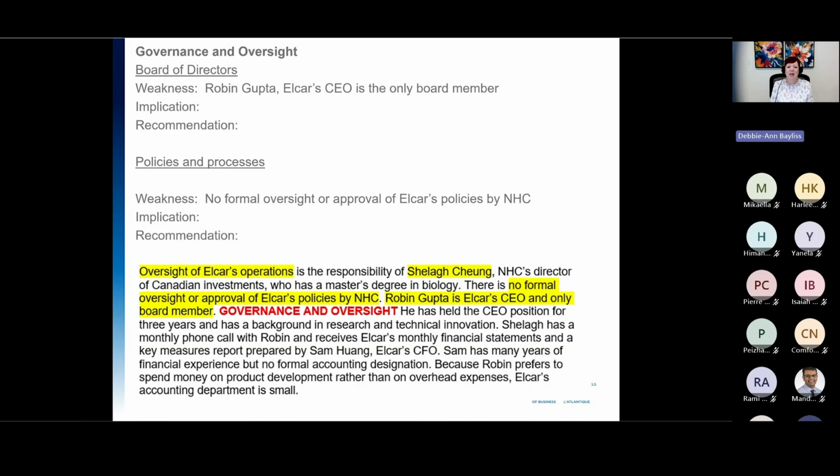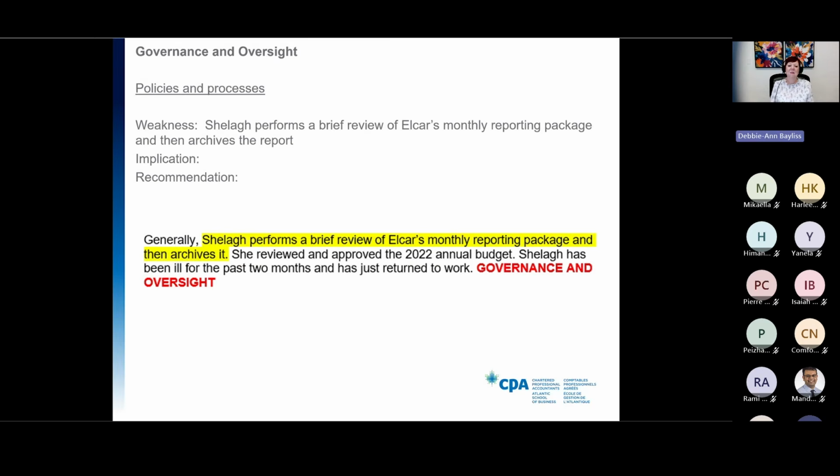Also, another weakness is that there's no formal oversight or approval of Elgar's policies by NHC. The next paragraph, here's another weakness. So Charlene just performs a brief review of Elgar's monthly report packages and then archives the report. So already I've got a good start when it comes to the governance and oversight required.